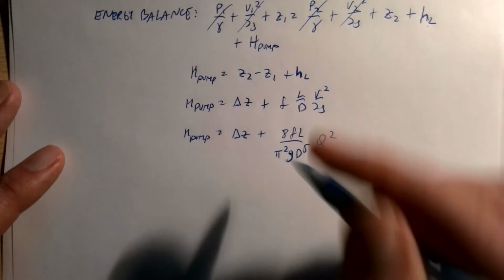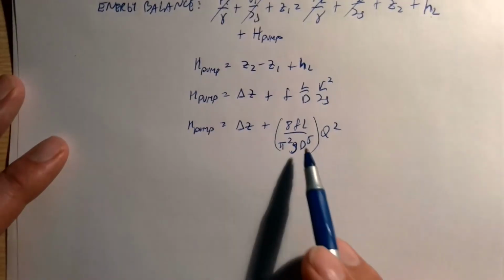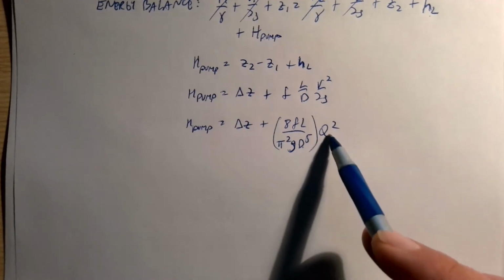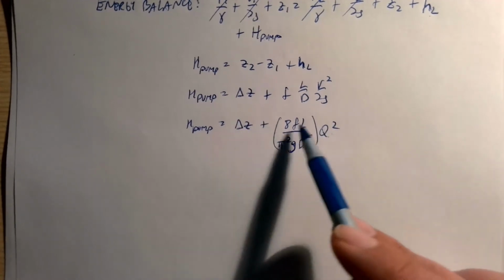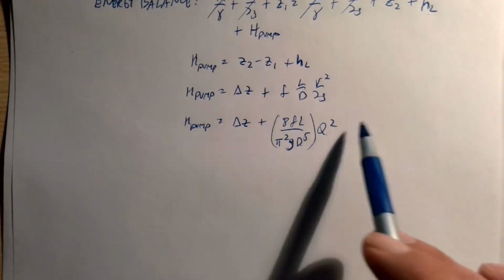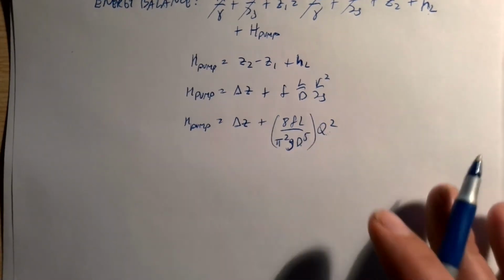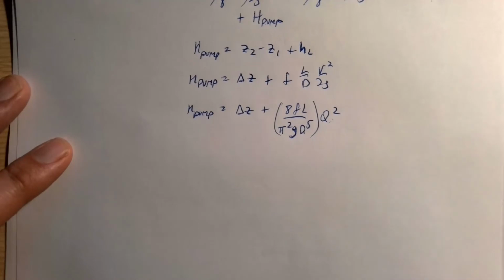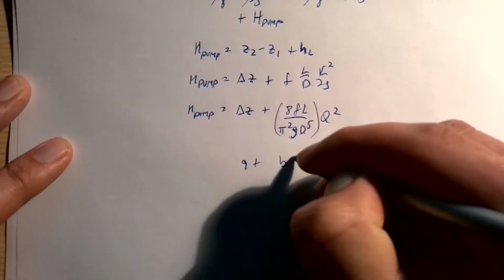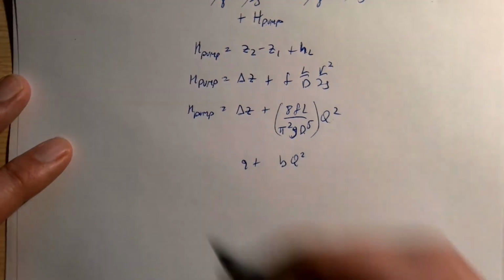Okay, and so all these things here are given constants. Q is what we don't know. We know delta Z, we know all these things, and we don't know the pump head, and we don't know the flow rate. These are the things we want to know. So that's why we're doing the analysis. So you'll notice here this is like A plus BQ squared, just like we talked about before.